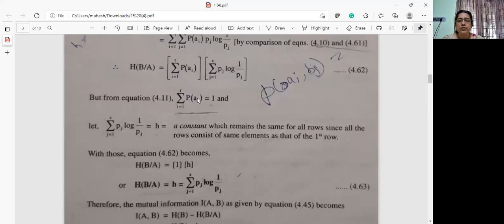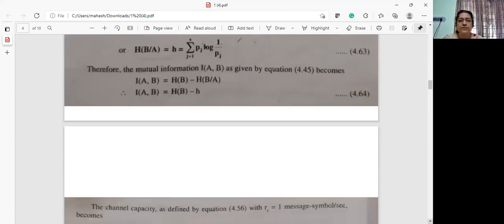And here you can substitute the summation as 1, and the second summation you can put as a constant because the same values appear in all the rows. So you can put it as a constant h. So h of B by A will be 1 into h, or h of B by A will be equal to h, that is summation of j equal to 1 to S Pj log of 1 by Pj.